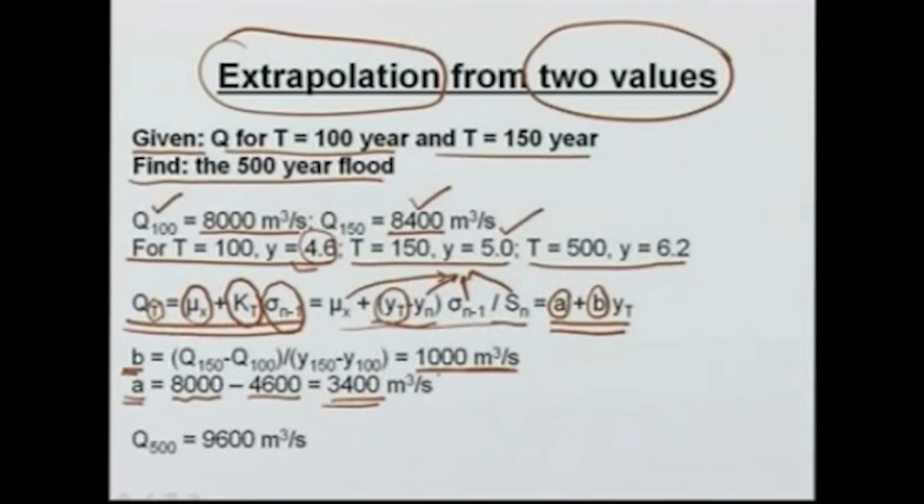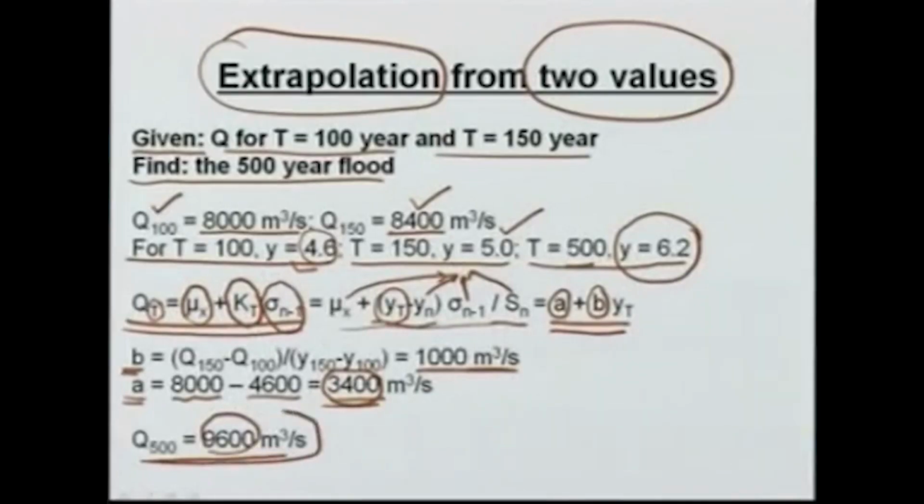And then using the value of y for 500 years, we can obtain Q500 as 3400 plus 6200, which is 9600. So, it comes very close to the value which we obtain from the graphical method, but this can be obtained directly without the need of plotting the graphs. So, a 500-year flood for the given data can be taken as 9600 meter cube per second.